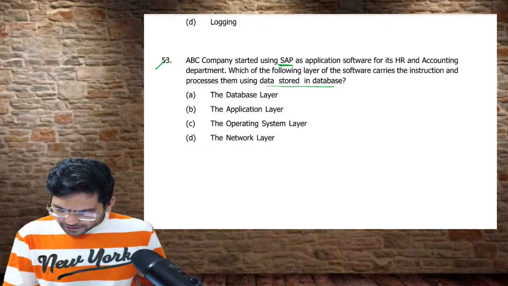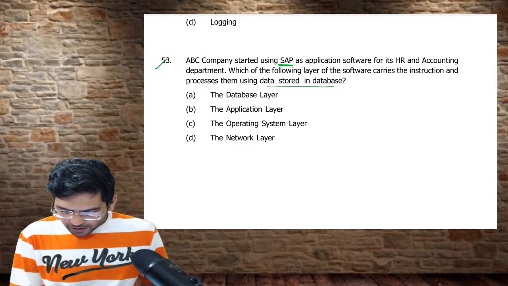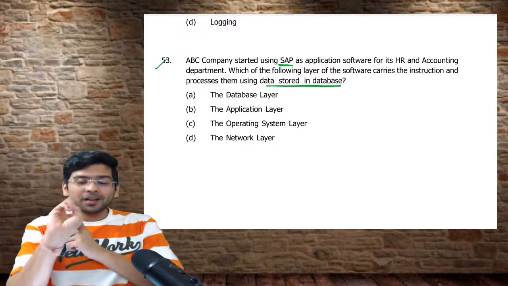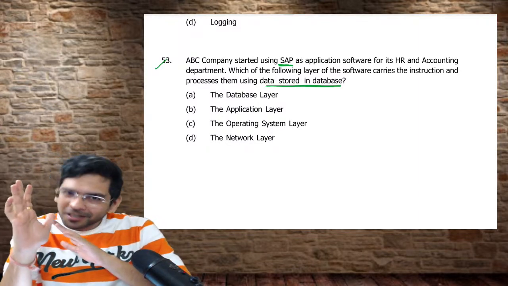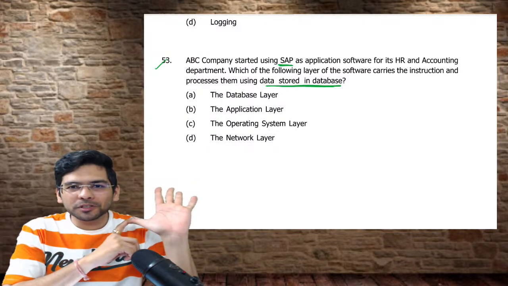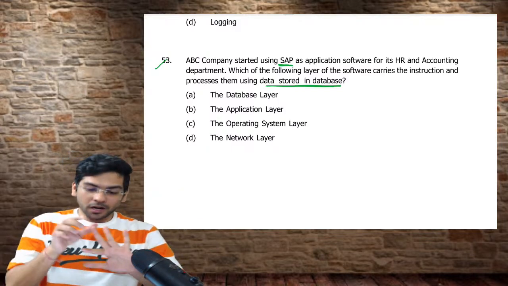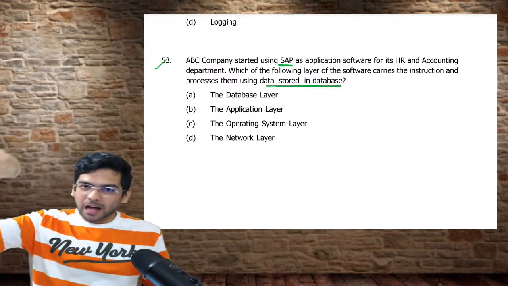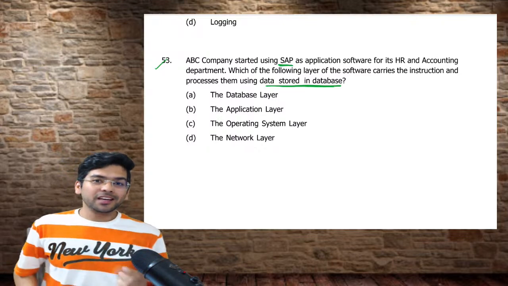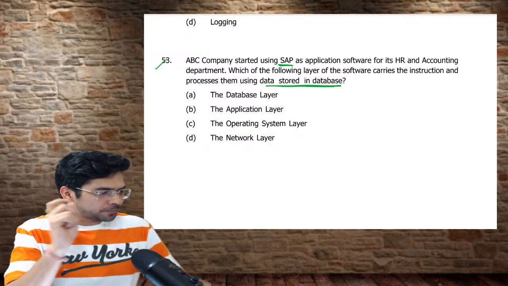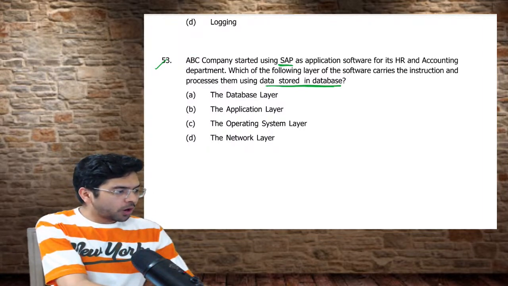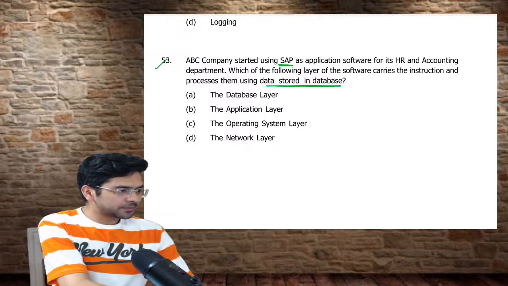Which of the following layers of the software carries the instruction and processes them using the data stored in the database? Yes, I want an answer, guys. Please remember, this is a question pertaining to chapter 3. In chapter 3, the first thing that we cover is the 5 components of information system: people, hardware, software, data and network. Under software we have OS as well as application software. And under application software, the question in our ICAI material is basically what are the 3 layers of application software. So now you have to answer this. What would be the correct answer, guys?